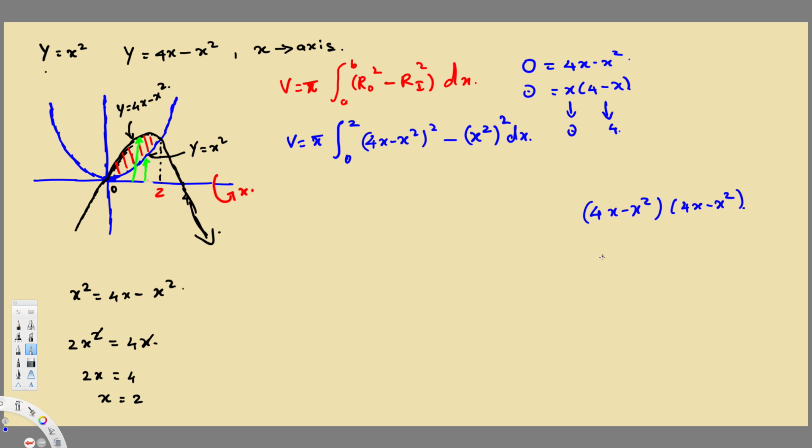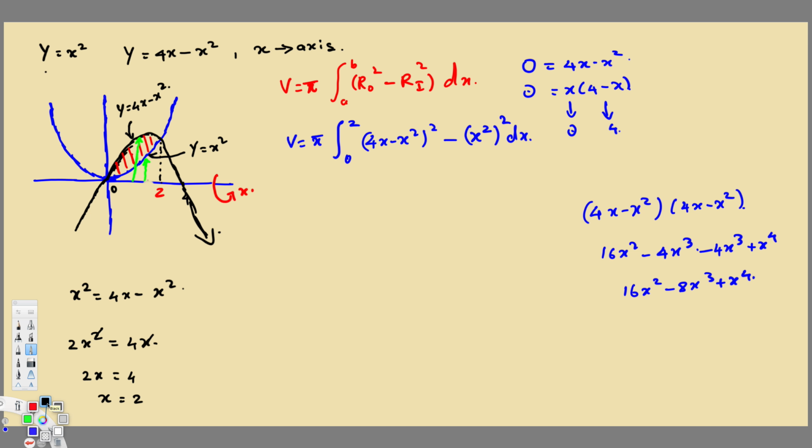So this is going to be 16x square. 4x times minus x square, that's going to be minus 4x cube, plus 4x times minus x square, that's going to be minus 4x cube, and then minus x square times plus 4x, that's going to be again minus 4x cube, and then we have minus x square times minus x square, that's going to be plus x power 4. If we simplify this one, this is going to be 16x square minus 8x cube plus x power 4, and that's going to be the square of this function. And let's go ahead and plug it in this equation.